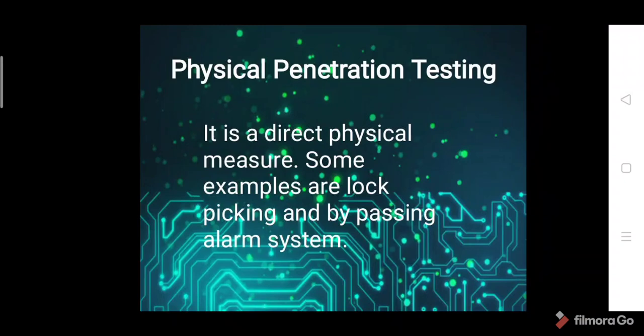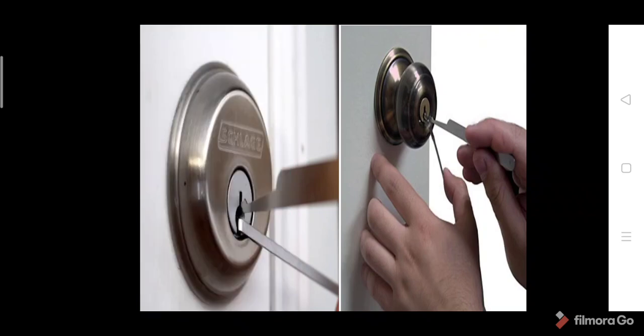Physical penetration testing. It is a direct physical measure. Some examples are lock picking and bypassing alarm systems. Lock picking is the practice of unlocking a lock by manipulating the components of the lock device without the original key.